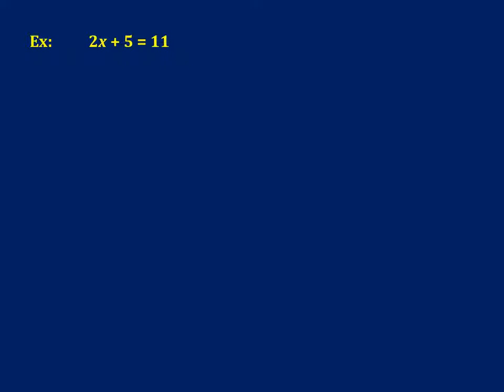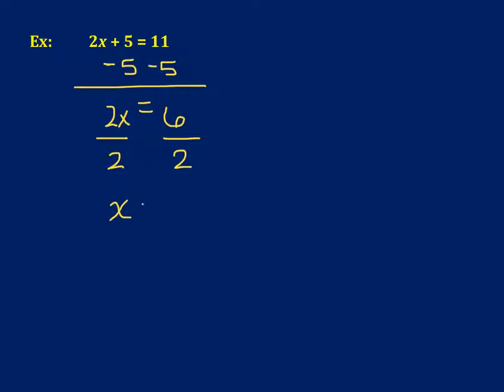So we're going to get rid of the addition first. And to get rid of the 5, we're going to minus 5 from both sides. Bring down my equal sign. 11 minus 5 is 6. Bring down my 2x. I still have to continue to isolate x. 2 is bothering it. I divide by 2. X equals 3. And again, you could check this by taking your 3, plugging it back in. 2 times 3 is 6. 6 plus 5 is 11. I know I have the right answer.